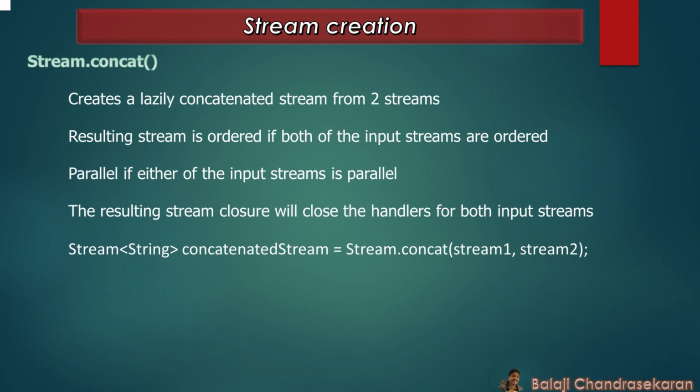The concat method in the Stream class creates a lazily concatenated stream whose elements are all the elements of the first stream followed by all the elements of the second stream. This resulting stream is ordered if both of the input streams are ordered, and parallel if either of the input streams is parallel. When the resulting stream is closed, the close handlers for both input streams are invoked.